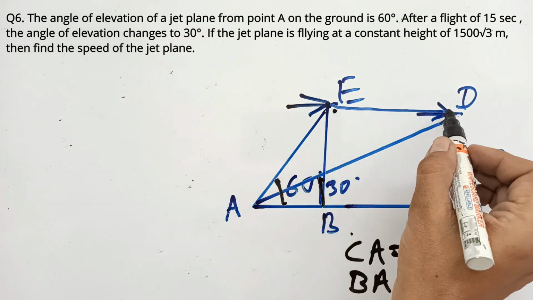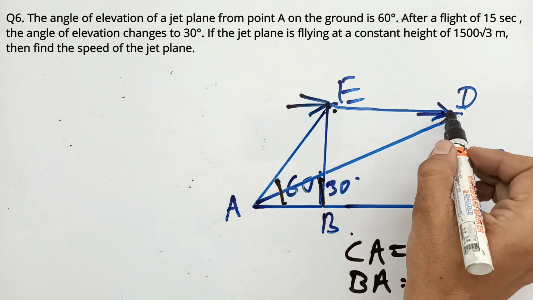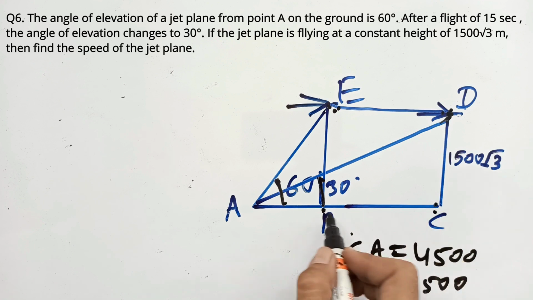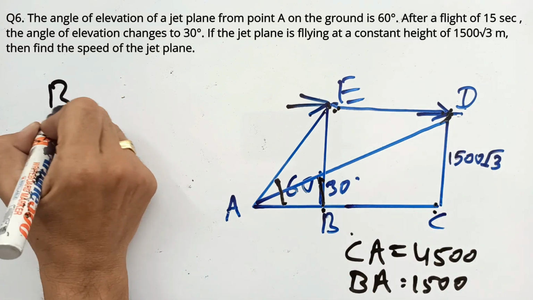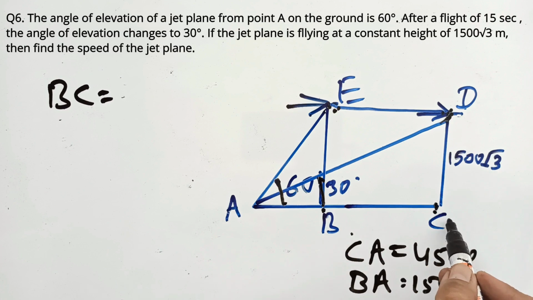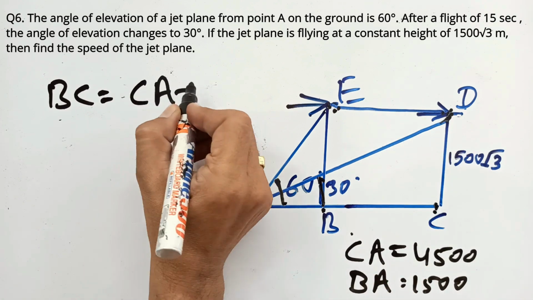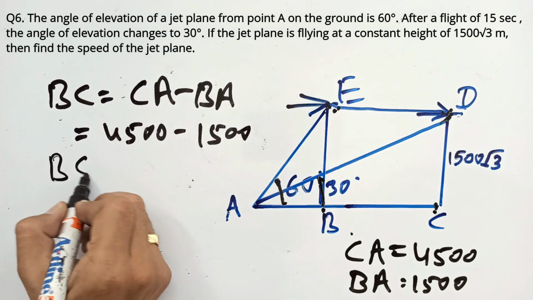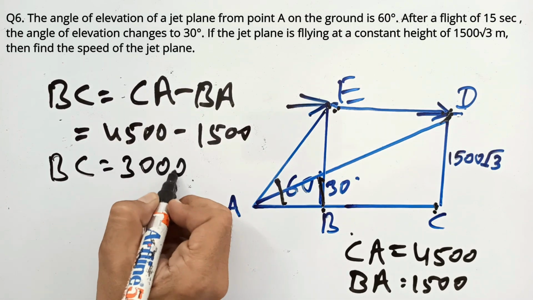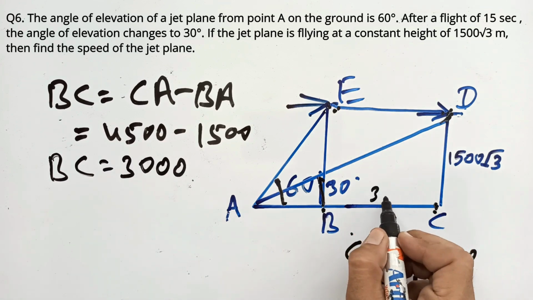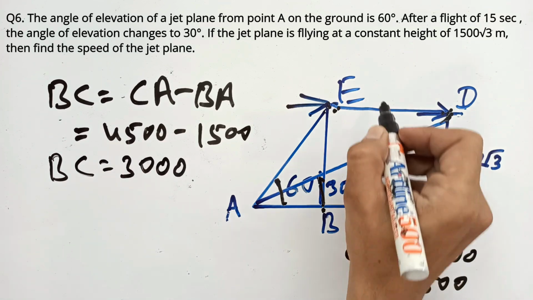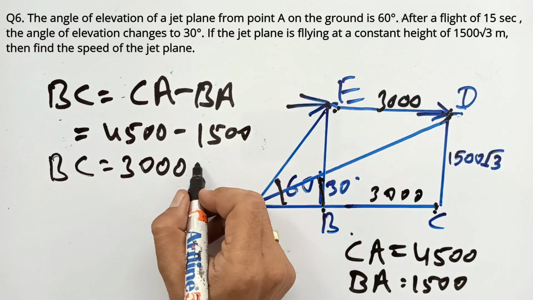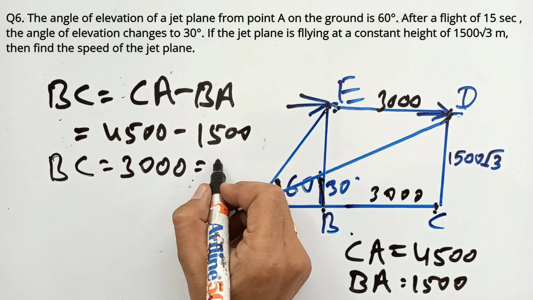Now since we have to find out the speed, speed is equal to distance upon time. So distance ED is equal to BC. So let us find out BC. BC is equal to CA minus BA. BC is equal to 3000. So geometrically you can see that this is also 3000, the distance traveled by flight. We can write DC is equal to ED.